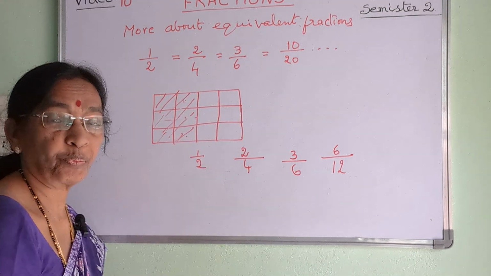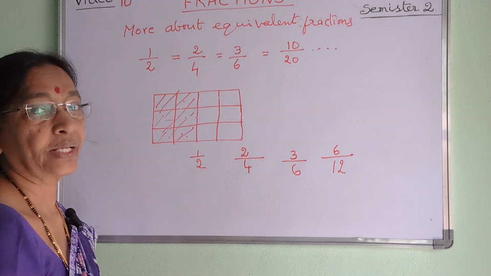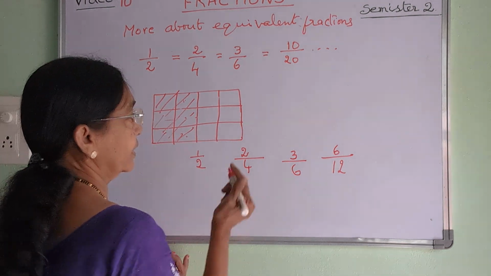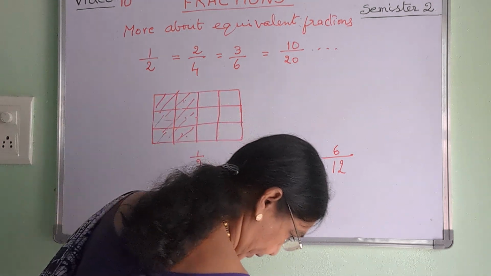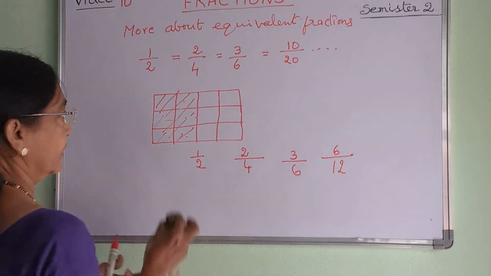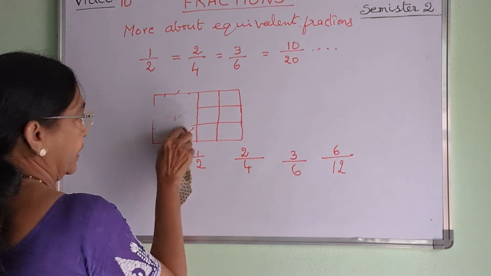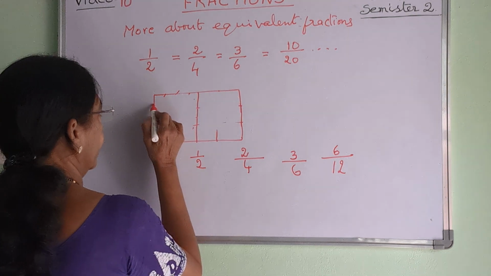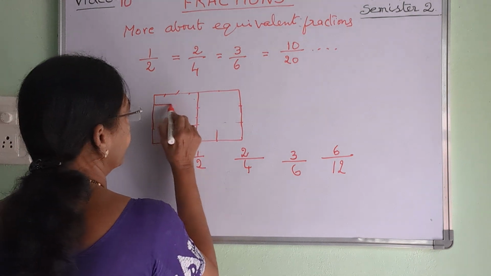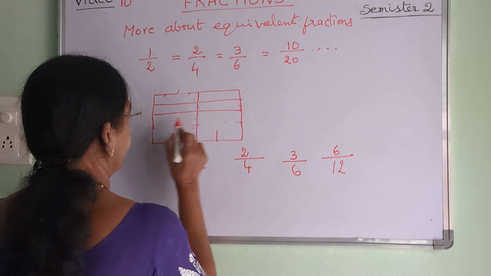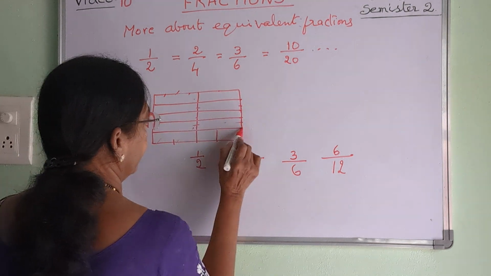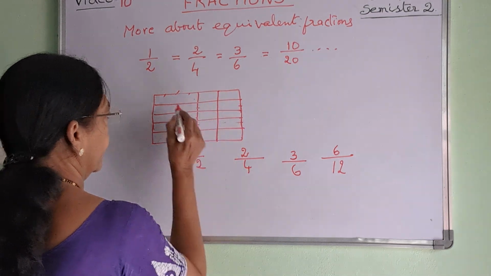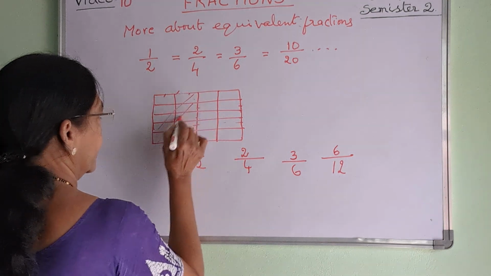If we divide the whole into 20 parts and take 10 parts, it will be 10 by 20. So to make this 10 by 20, we have to do it like this. The same portion, that is of 20. 1, 2, 1, 2, 3, 4, 5. So like this is the shaded portion.